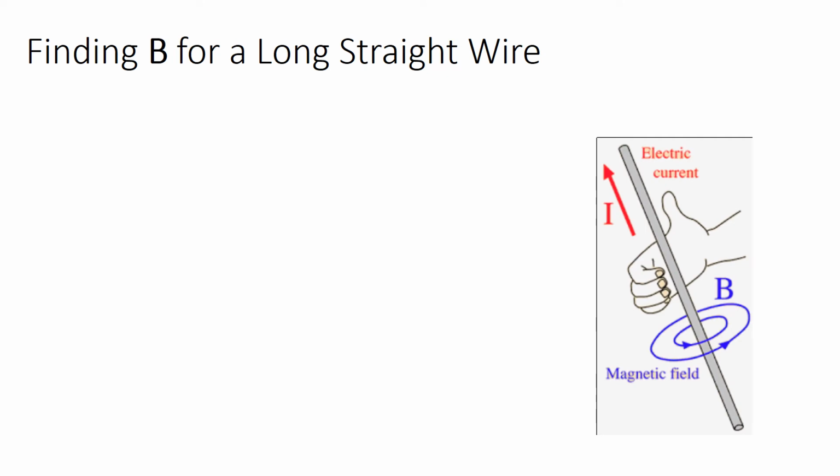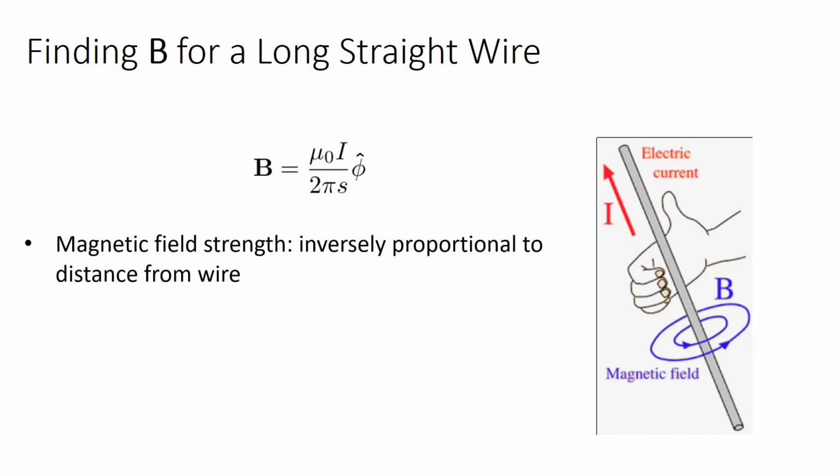As we stated before, when current is running steadily through a straight wire, we can use the right-hand rule to help us find the direction of the magnetic field. The magnitude of the magnetic field is proportional to the magnitude of the current, and it is inversely proportional to the distance that the observation point is from the wire. This expression is a valid approximation of B for a long straight wire where the length is much greater than the distance between.